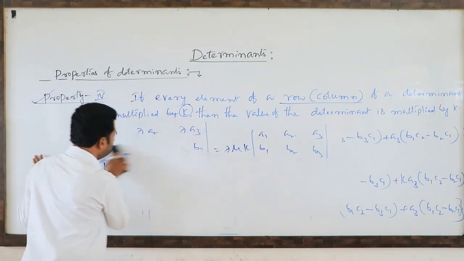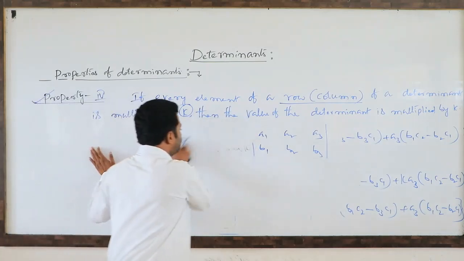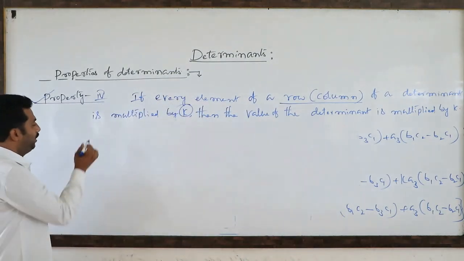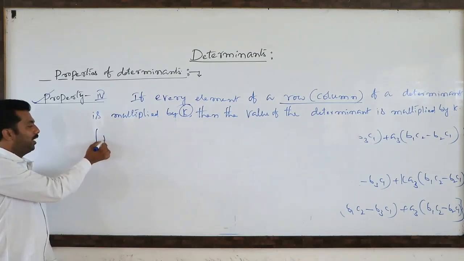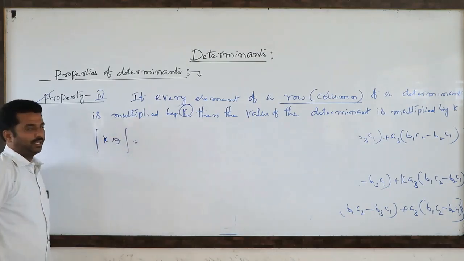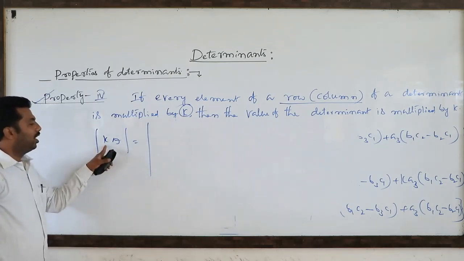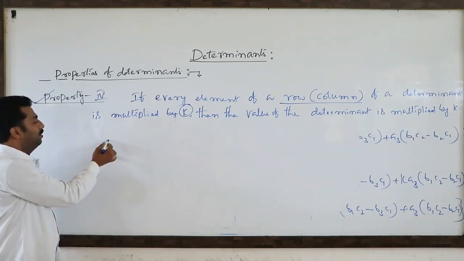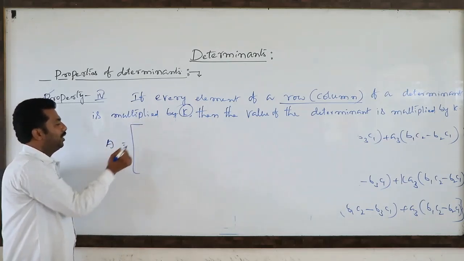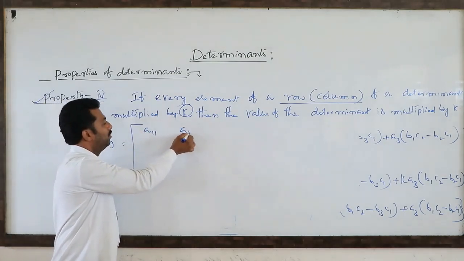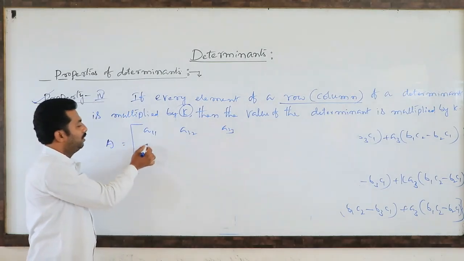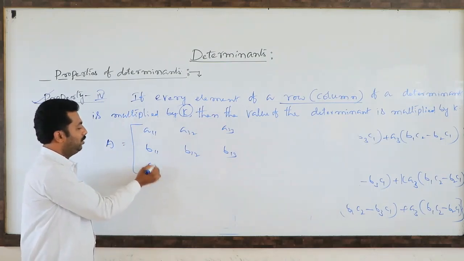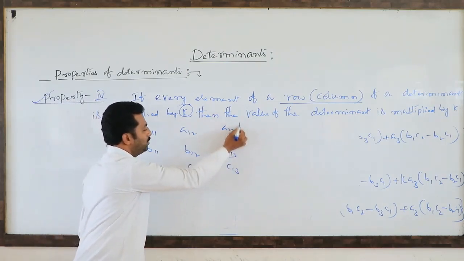Now one more. Previously, yesterday, I told one formula: determinant of 2A equal to 4 into determinant of A. See, now I am taking, suppose K into matrix A. First I will take matrix A. See, that is A11, A12, A13, B11, B12, B13, C11, C12, C13.